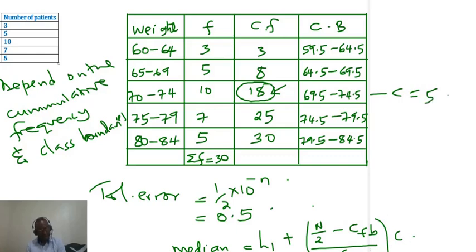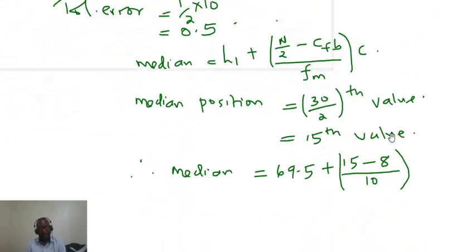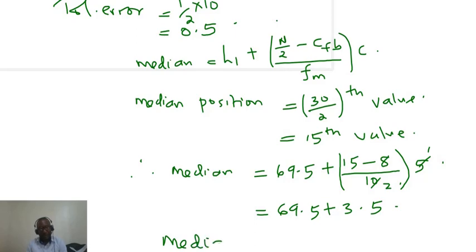So that's the one which you're going to substitute here in the position of C. By 5, once by 5 we get 2, then 15 minus 8 we get 7. 7 divided by 2 we get 3.5. So this is 69.5 plus 3.5. So the median, when you add that, becomes 73.